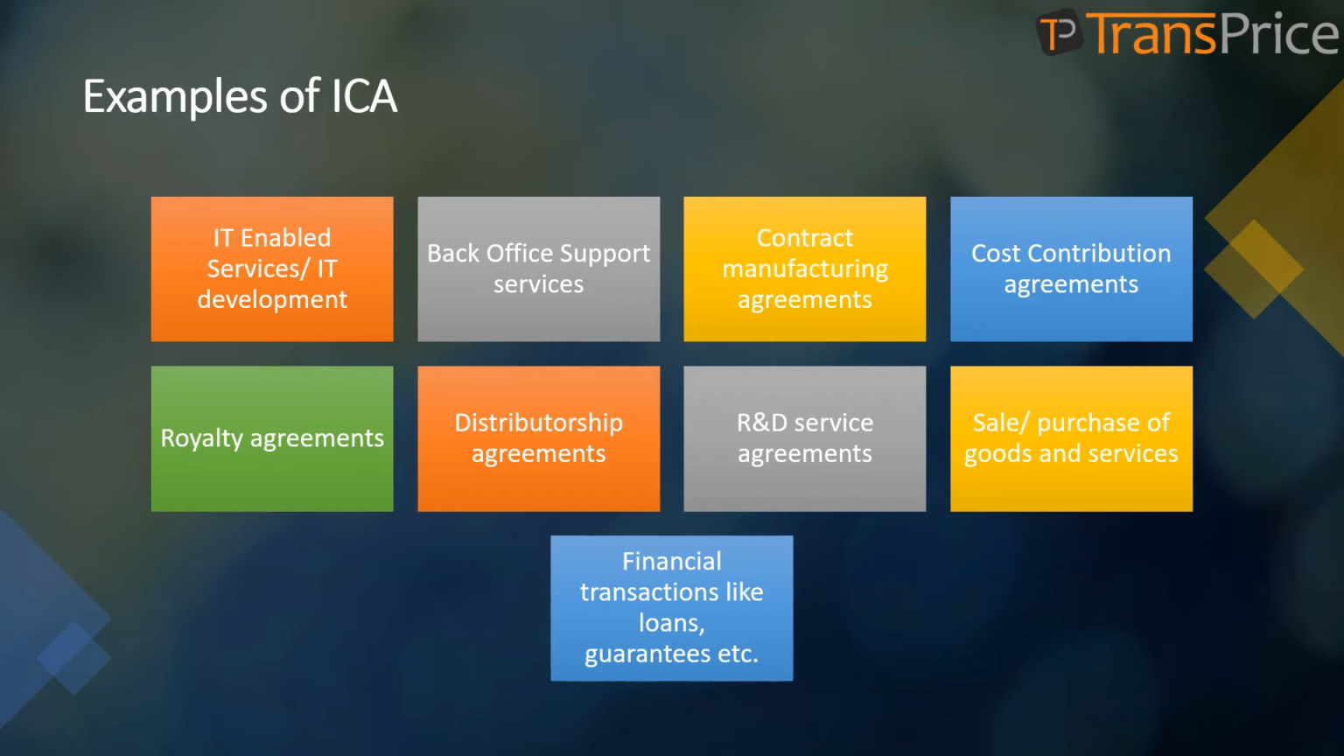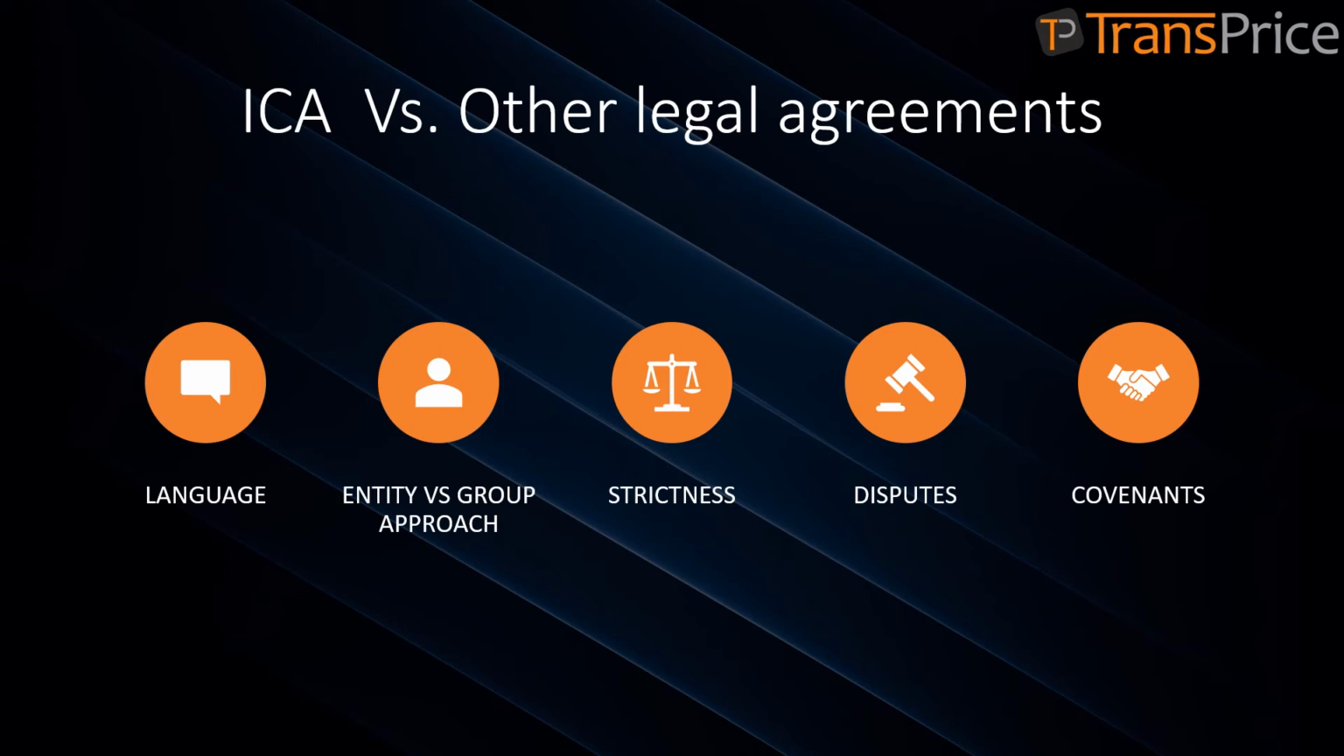Next, what are the examples of ICA? Let's look into that. First is IT enabled services or IT department, back office support services, contract manufacturing agreements, cost contribution agreements, royalty agreements, distribution agreements, R&D service agreements, sale or purchase of goods and services, financial transactions like loans, guarantees, and etc.